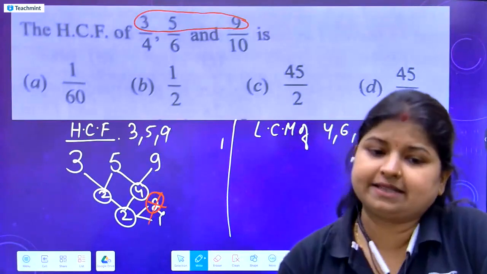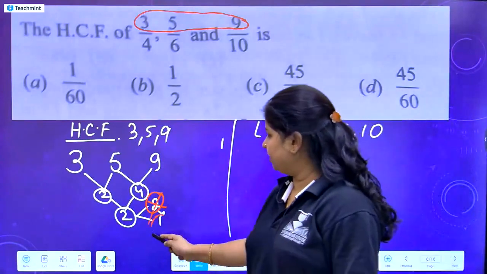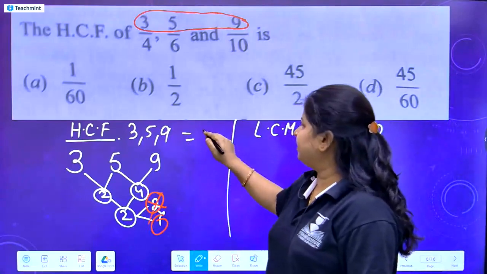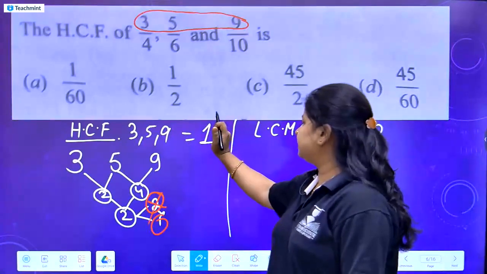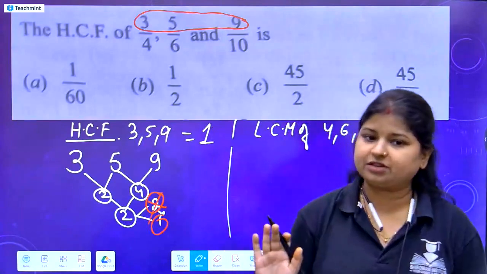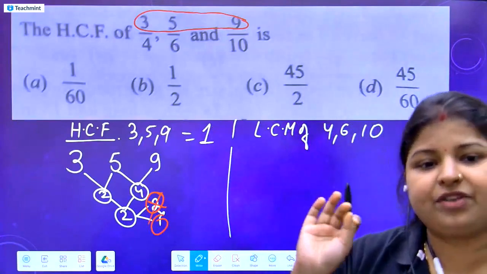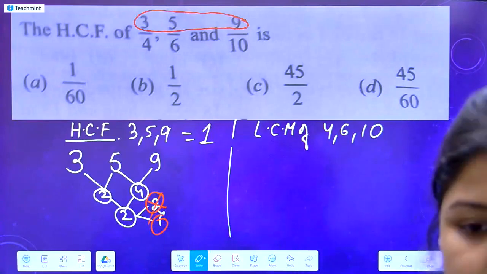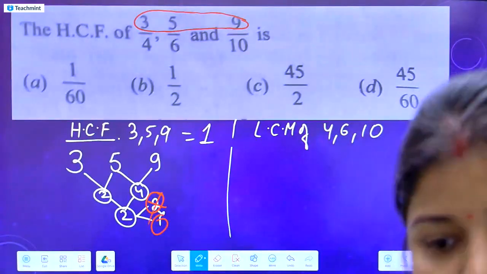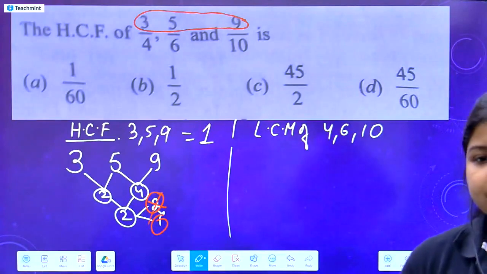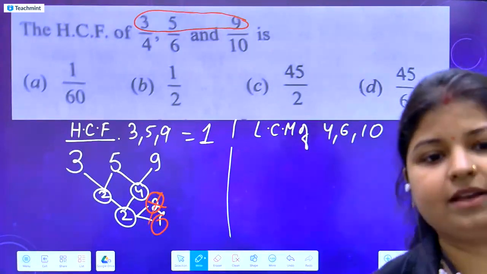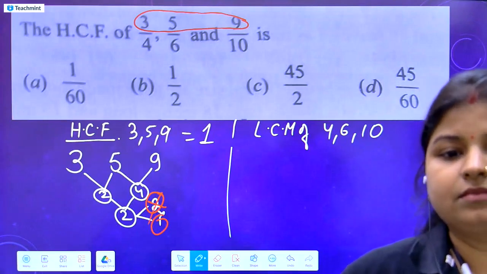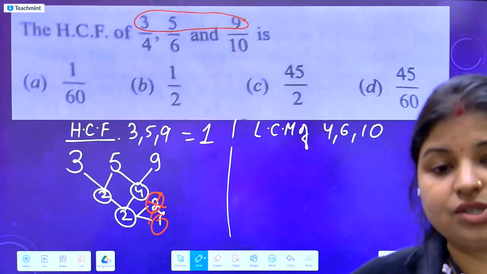Which factor is left now? I am left with only one factor, that is 1. So HCF will be 1. Is this thing clear? That HCF is 1? Is HCF thing clear to each one of you? Yes, ma'am. Anyone has any doubt, raise your hand. Yes? Ajish?